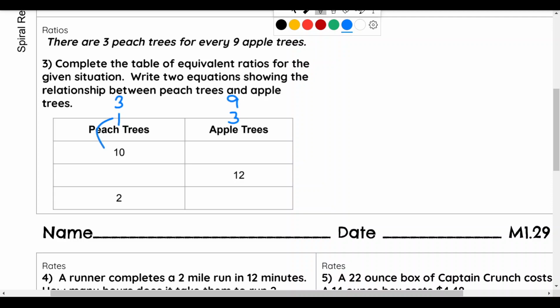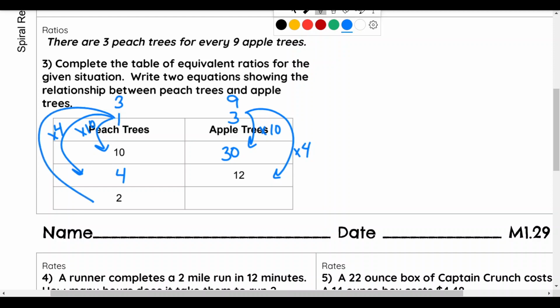So 1 times 10, and 3 times 10, 30. 3 times 4 is 12. And 1 times 4 is 4. And 1 times 2, and 3 times 2 is 6.